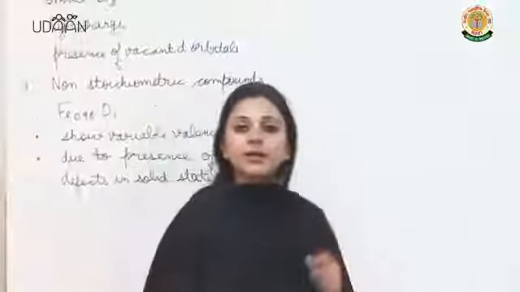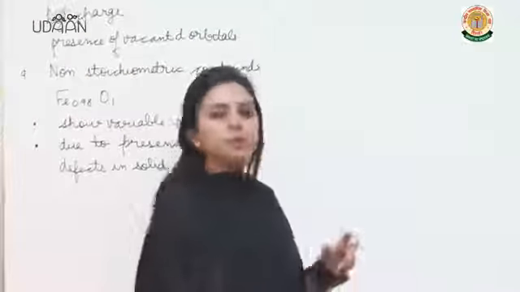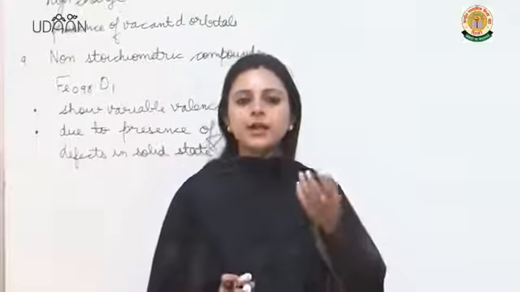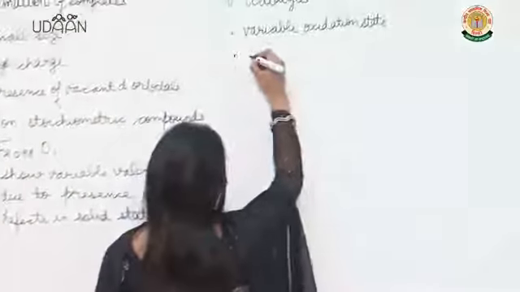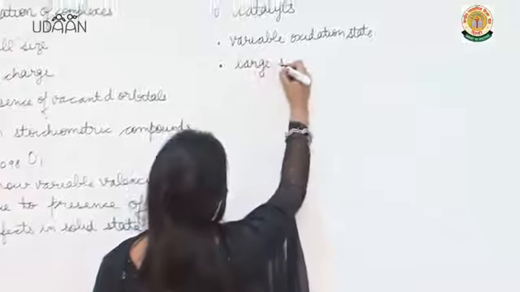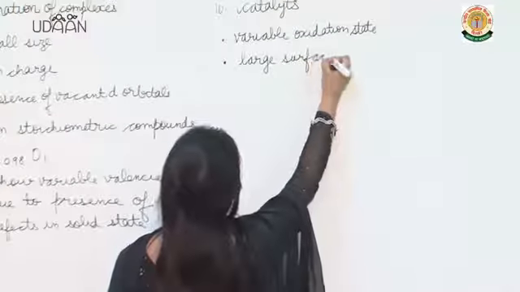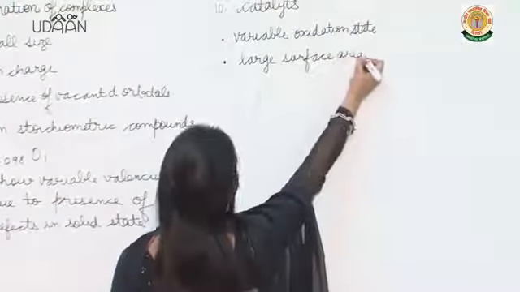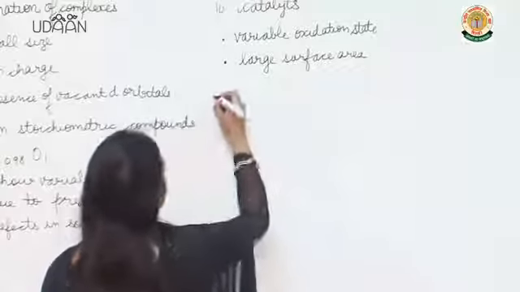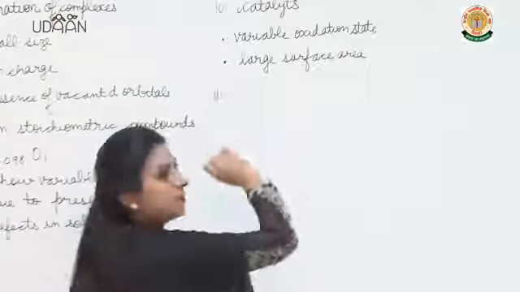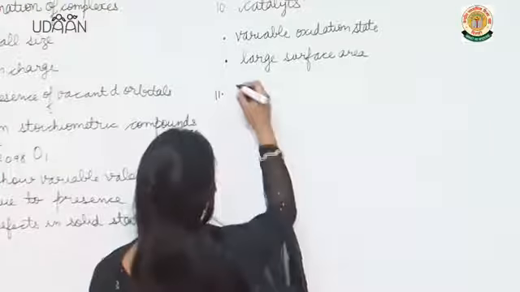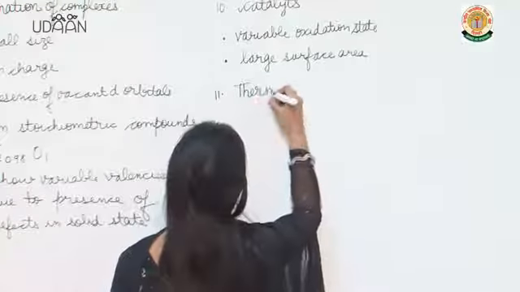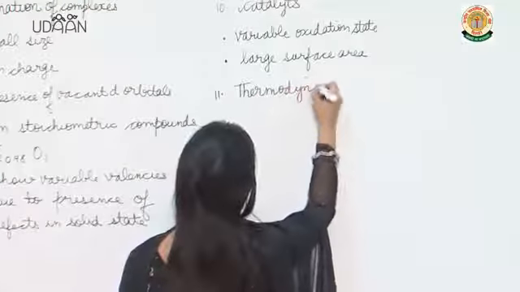Then for a catalyst to act, it should have a large surface area, ताकि reactants जो हैं उसके surface पे easily absorb हो जाएं. So second is large surface area so that they can easily absorb the reactants on their surface. Now next important point for transition elements is, let us discuss about the thermodynamic stability of their compounds.